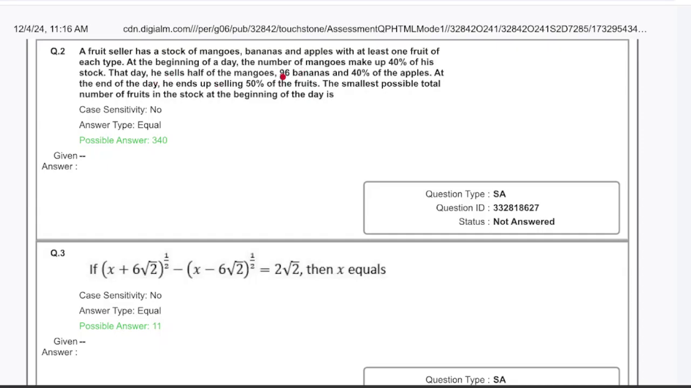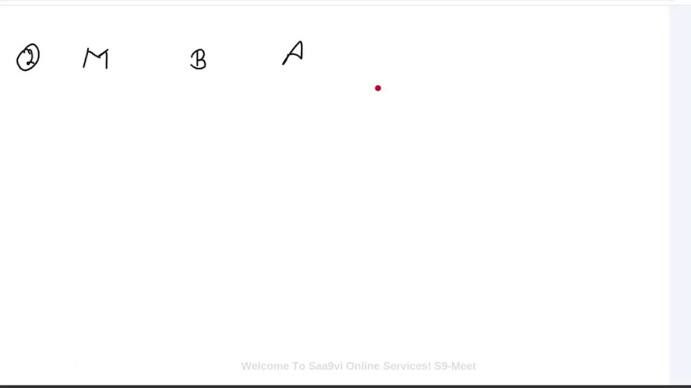At the beginning of the day, the number of mangoes makes up 40% of the stock. So let's say the total number of fruits we have is x. So 0.4 of the total, we have mangoes.